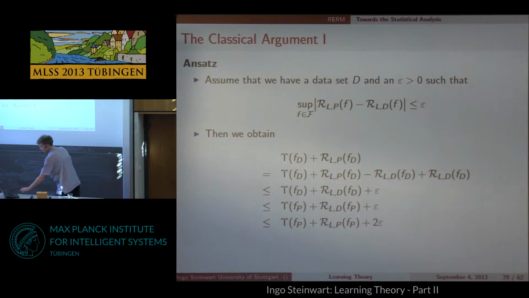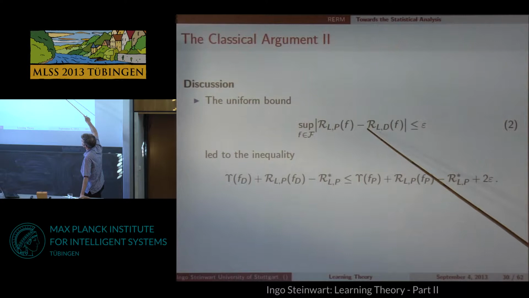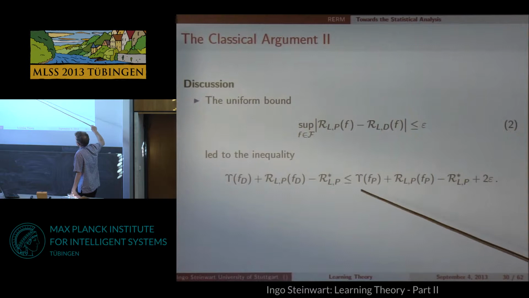So let's summarize that again. We assume this uniform bound, and we got this inequality. And the difference between the inequality of the previous slide and on this slide is just that I subtracted the base risk on both sides. Otherwise, it's exactly the same.